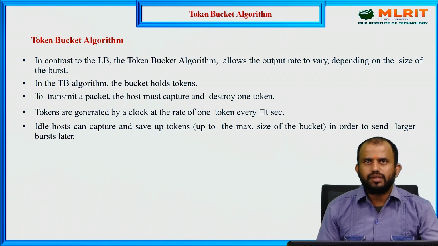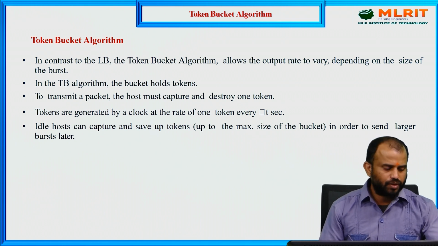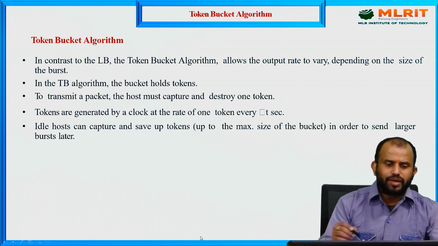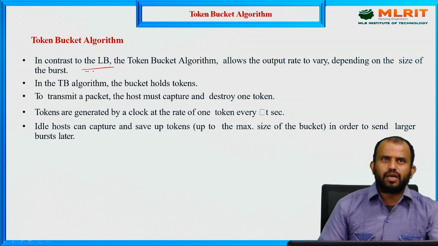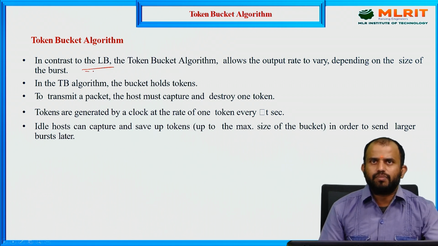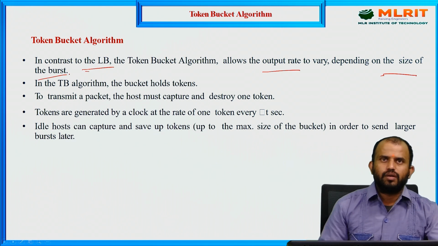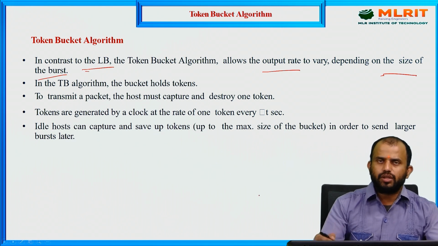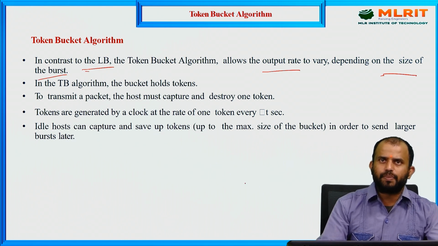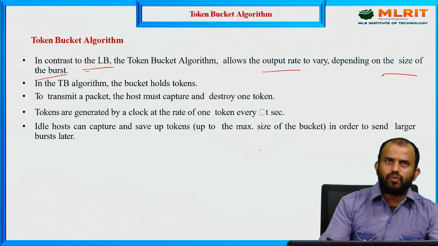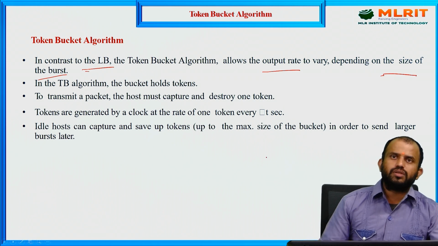Next important thing is the token bucket algorithm. So what is the token bucket algorithm? In contrast to the leaky bucket algorithm, in the token bucket algorithm the output rate varies, depending upon the size of the burst. Previously, overflow happened if the data rate was very high. Here, the data rate is allowed to vary.